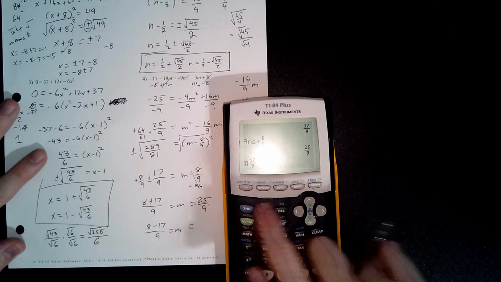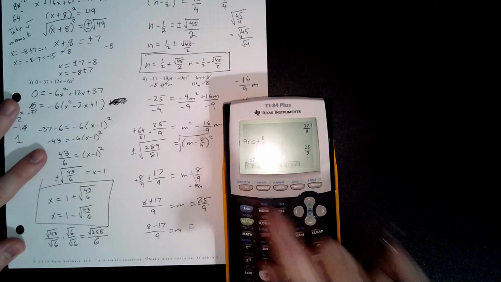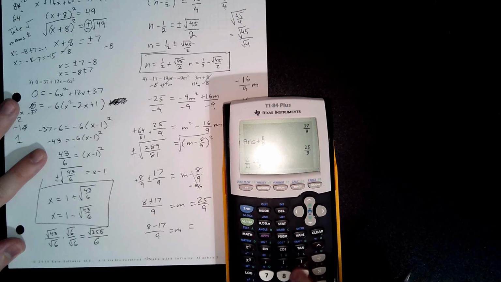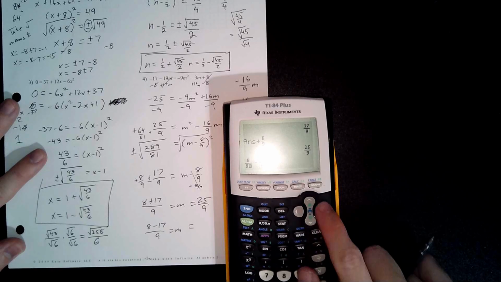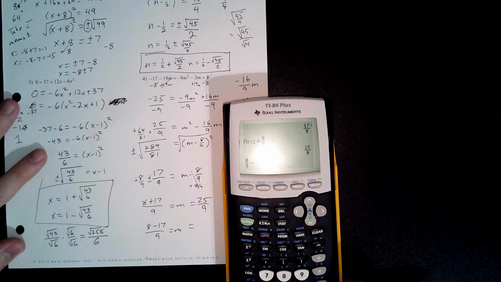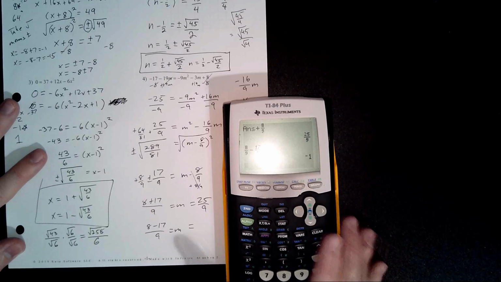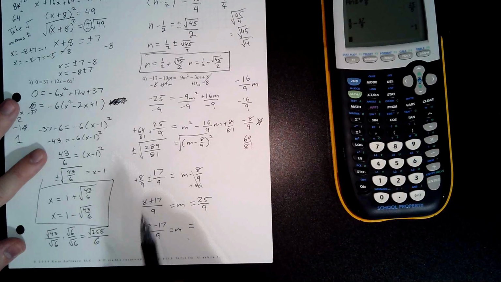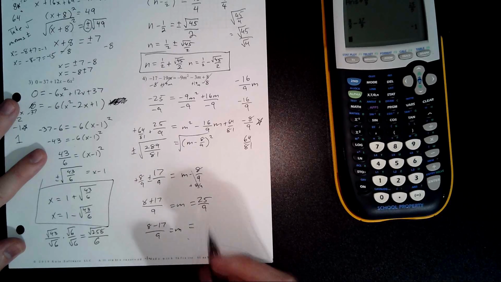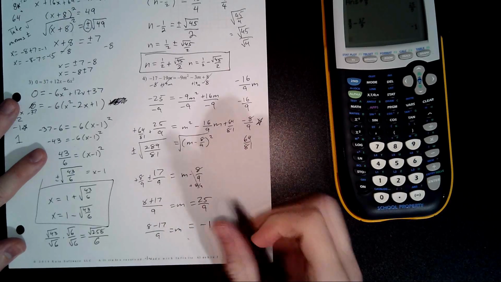And what are we adding to it? 8 over 9, so alpha y equals enter. We got 8 over 9. Actually, it needs to be subtracted. Easy enough. And how did they do that, by the way? 8 minus 17 is negative 9. Negative 9 over 9 is negative 1.